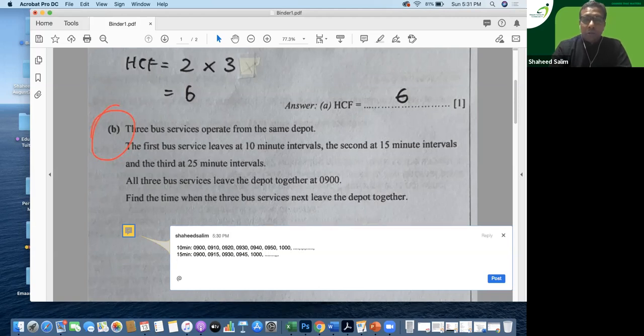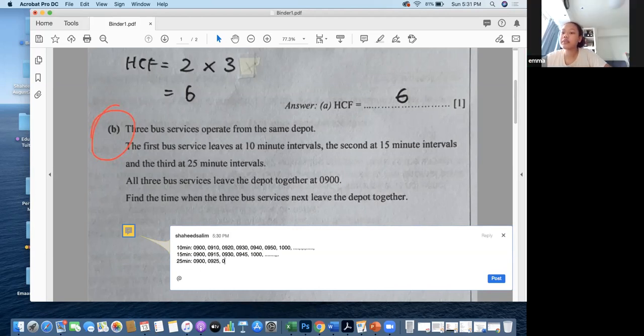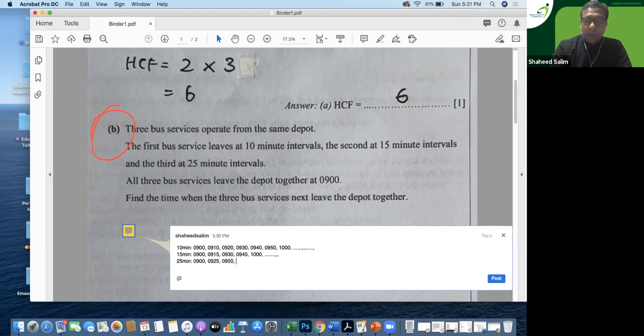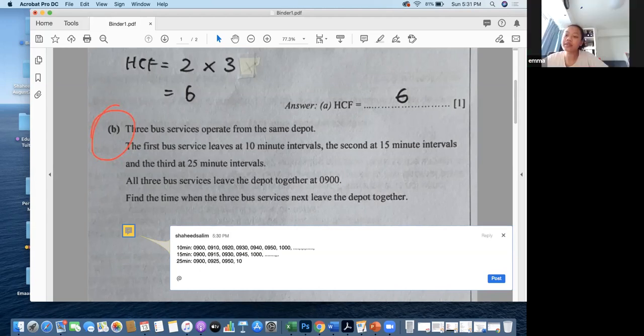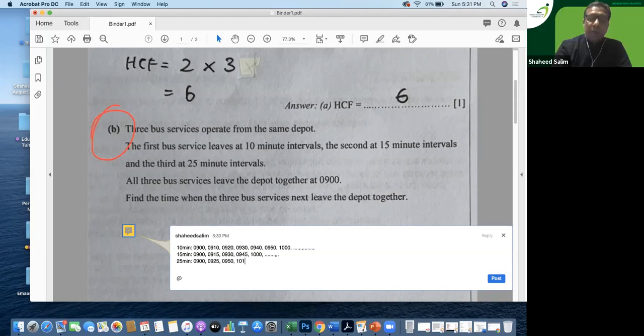And the next one is 25 minutes. Again, you start at 9 o'clock. Next one is 9:25. Then after that, 9:50. And then 10 o'clock. 9:50 to 10 o'clock is how many minutes? 10 minutes. You still got another 15 more minutes, so you plus another 15. And then you plus again, 10:40, yes. And then you continue.